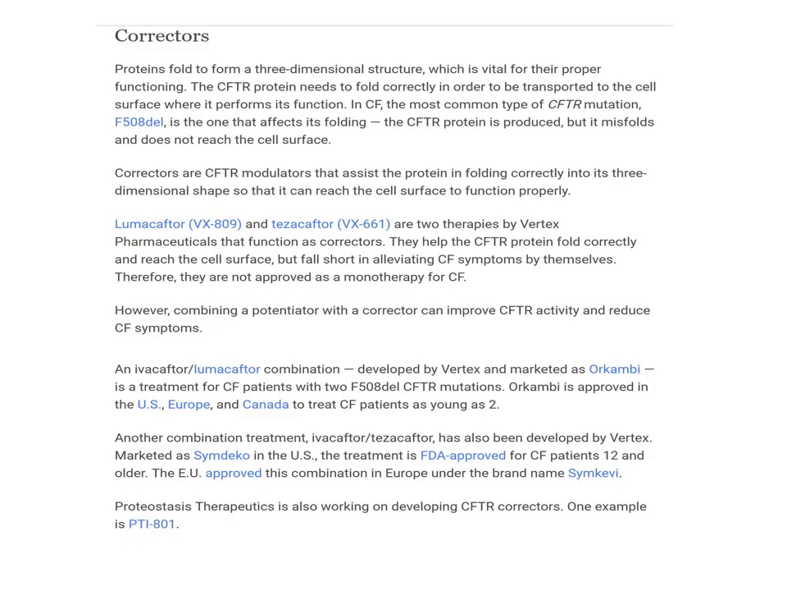Okay, so correctors are ones that help the protein fold correctly, because some of these are a problem with folding. And others can improve the activity of the ion channel once it gets to the cell surface.